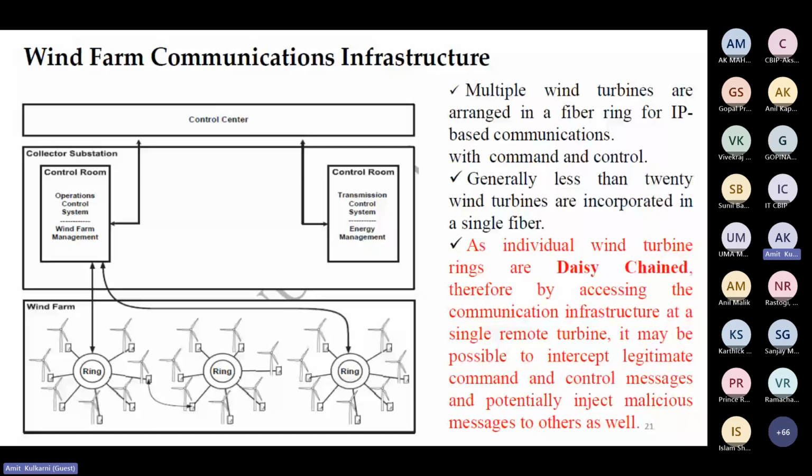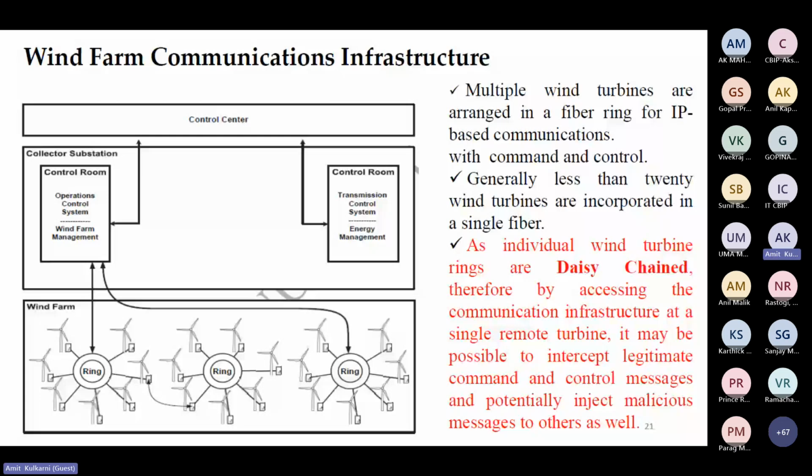So to give a better idea of how the wind turbines are connected at the site and how they are interconnected further to the control rooms and control centers, this diagram gives you a better idea. You can see multiple wind turbines are arranged in a fiber ring. It is an IP-based communication, and generally less than 20 wind turbines are connected in a single fiber, in a daisy chain type. This further is connected to the local control center, which further connects to the control center or state load dispatch center after the pooling station.